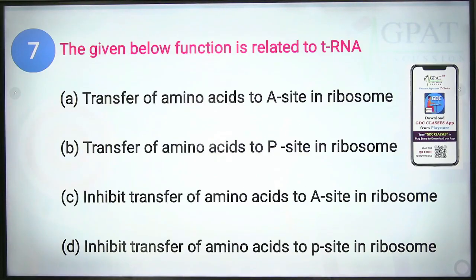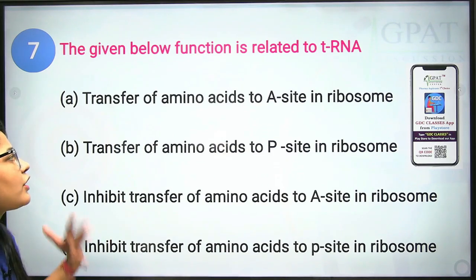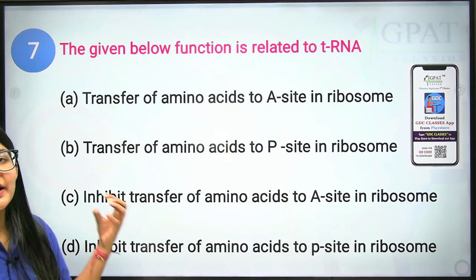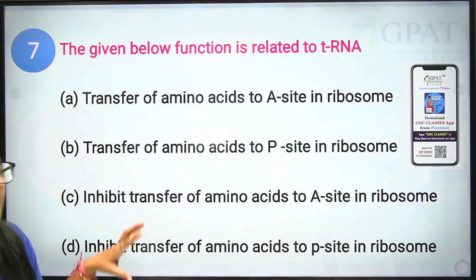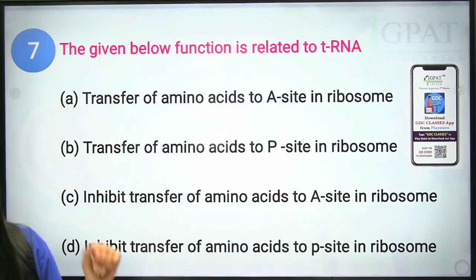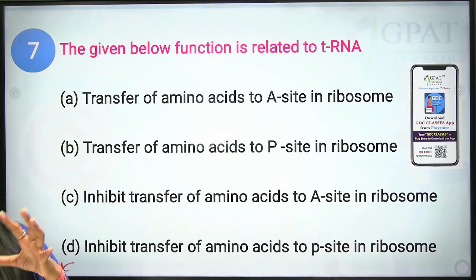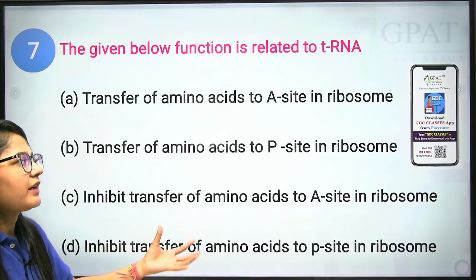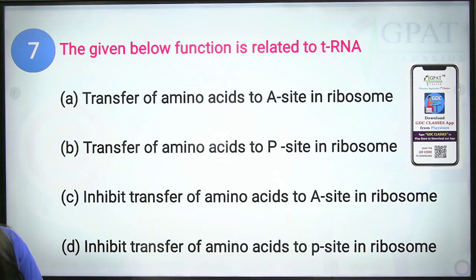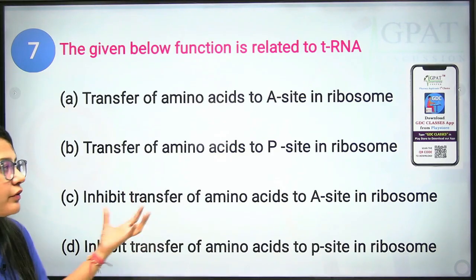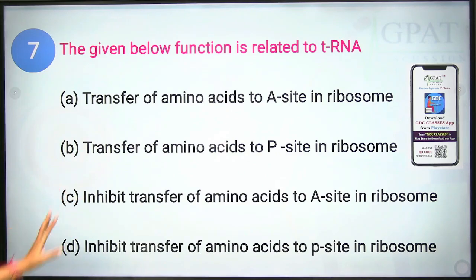Next we have question number 7. Given below, which function is related to tRNA? First, we have transfer of amino acid to the A site in ribosomes. The correct answer will be option A itself. How? tRNA carries specific amino acids and brings them to the A site. Clear? What is the A site? That is the aminoacyl site of the ribosomes during protein synthesis. So this is the correct answer.